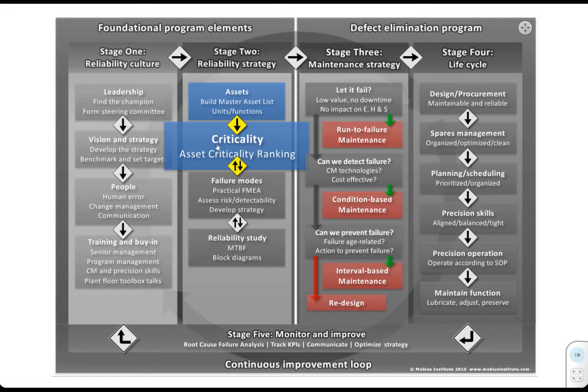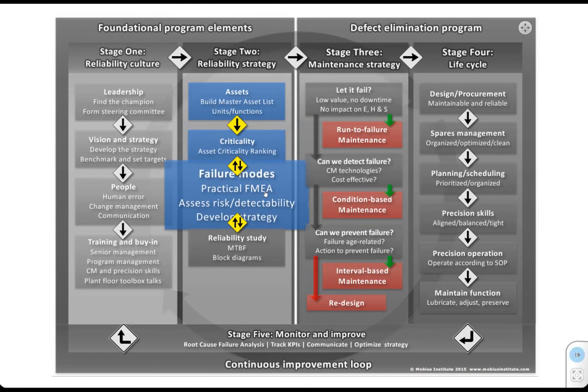Because if something ranks very low, we might be able to just run it to failure. What that means is that it's either proven to be reliable, or the consequences of failure are very low. It's not worth taking the vibration readings and performing some of these other tasks. But knowing that, we can then look at the more critical equipment, and there's where we can justify some of this sort of work. Understanding the failure modes, doing the failure modes effects analysis, assessing the risk and the detectability like I just described, and ultimately developing the strategy that enables us to make these decisions. Now, sometimes people call this RCM.